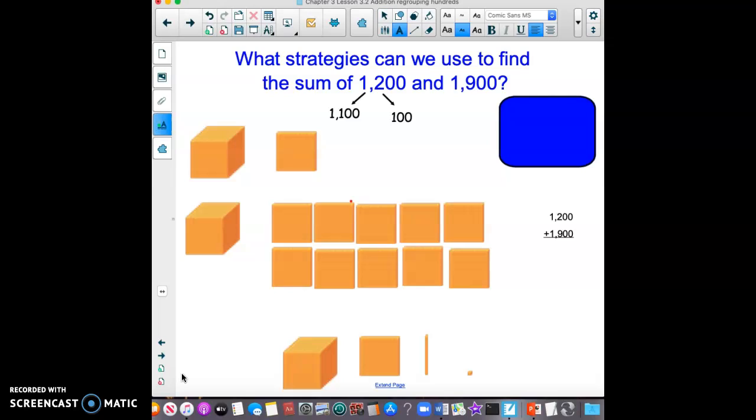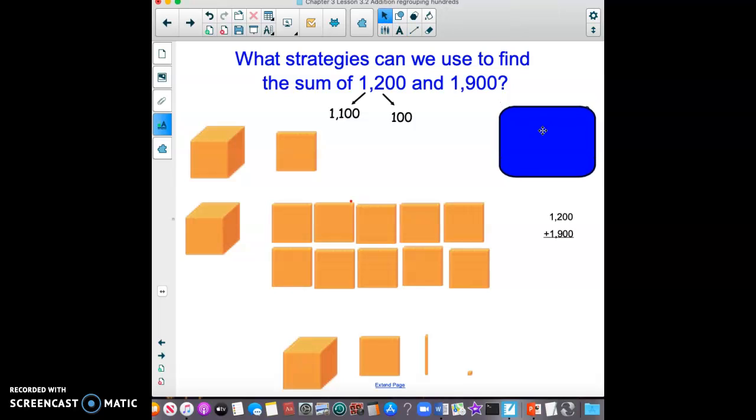Did you see? So one way to think about this problem is to decompose the 1200 and keep 1100 of it together and move the other 100 down here with the 900s. Why does that help me, putting these 10 hundreds together? Do you know anything about 1000? 10 hundreds has a special name, 1000.